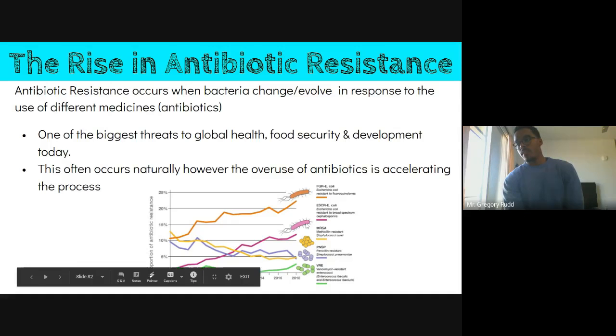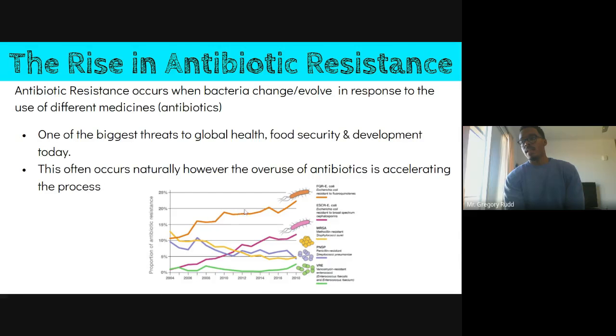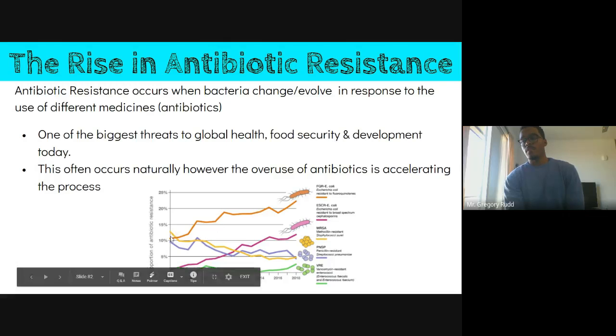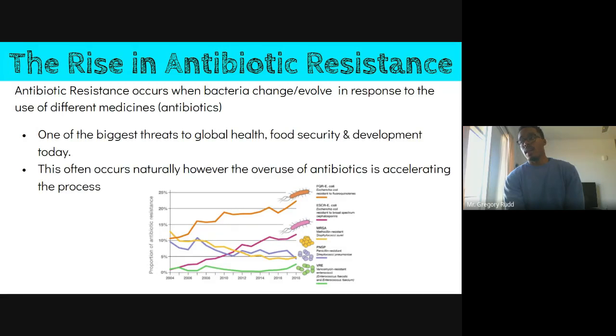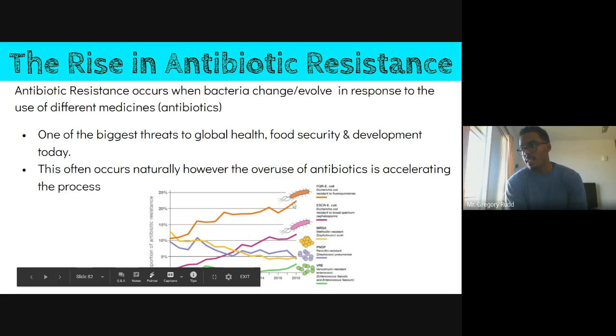So we see over these, even just 14 years, that the amount of resistance is increasing. Fewer and fewer bacteria are actually going to be killed. In 2004, only 11% of this E. coli bacteria were immune to, what is it, fluoroquinolones. I'm not exactly sure how to pronounce that, but some type of antibiotic. Only 11% of them in 2004 were resistant to that antibiotic. In 2018, that number had risen to about 23%.